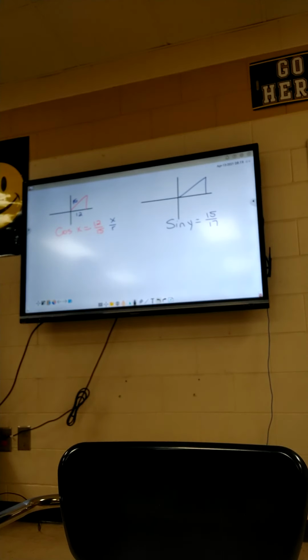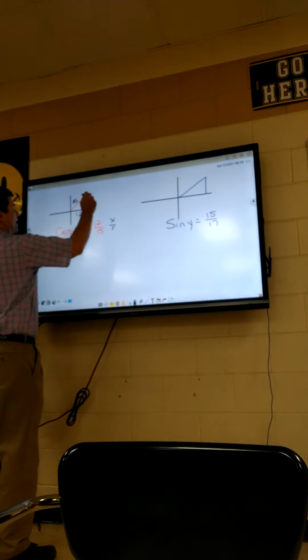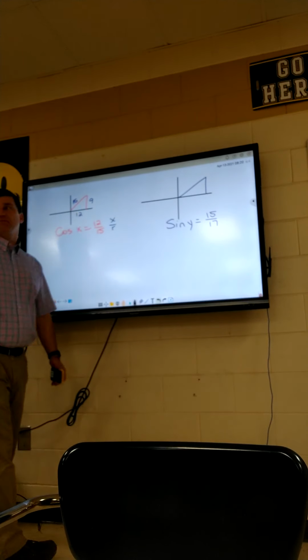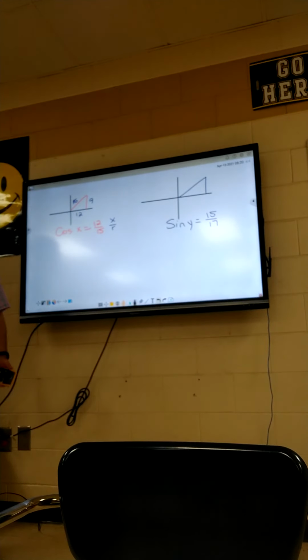15 squared minus 12 squared. Anybody got an answer? 81, so it's 9. Okay. So when I write 9 down on this side, is that going to be a positive 9 or a negative 9? It's going up, so it's positive 9, right? If it's going down, you'd have to write negative 9.